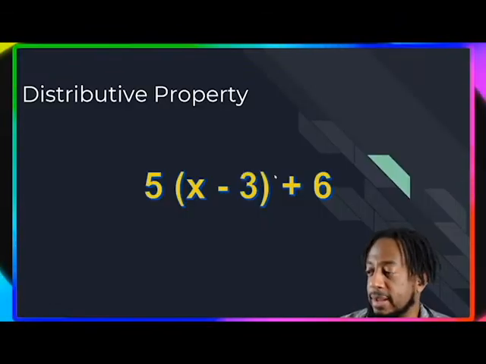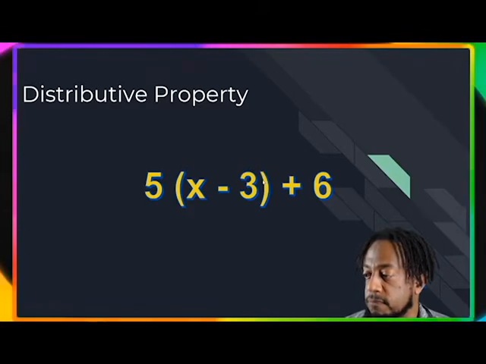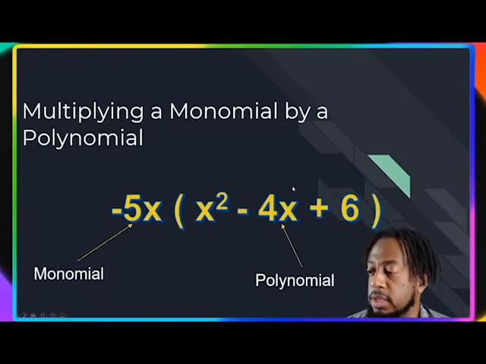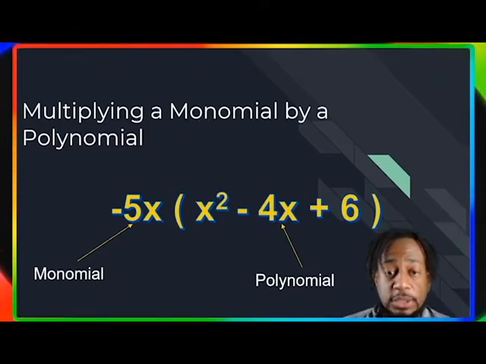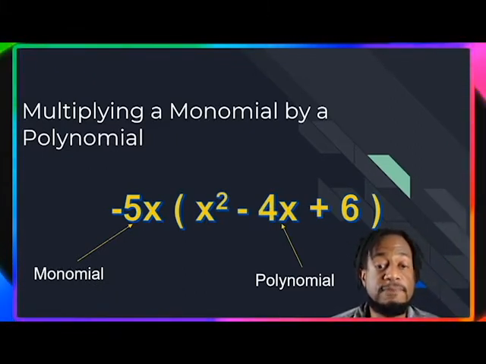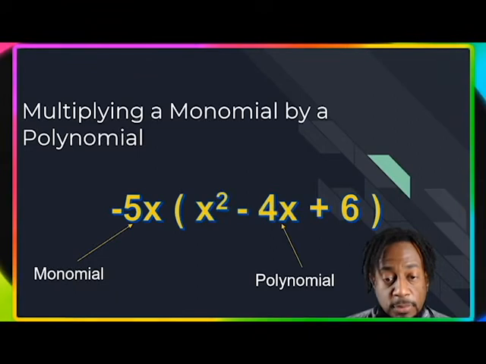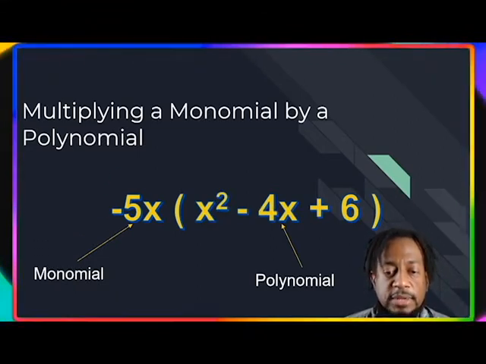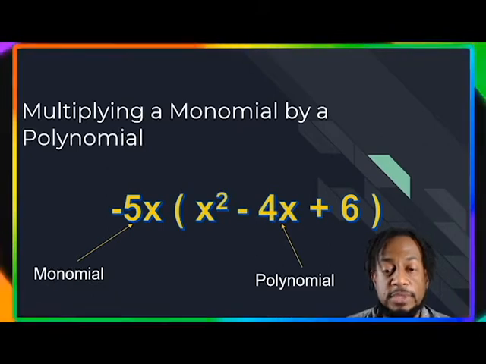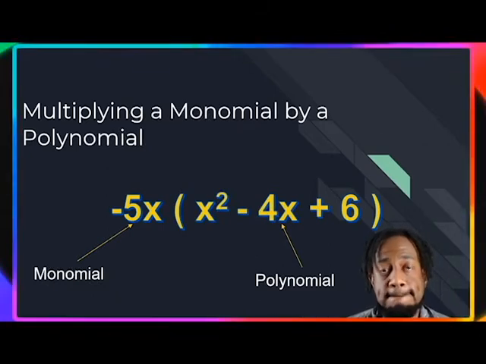Let's go forward. Now, multiplying a monomial by a polynomial. If you see, the monomial is a negative 5x. Everything that's in parentheses is a polynomial. Okay?